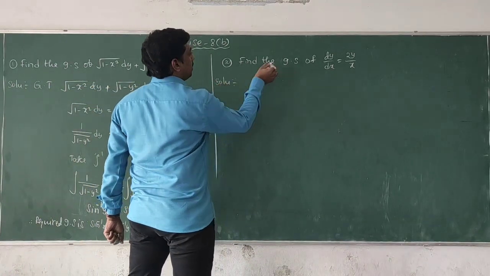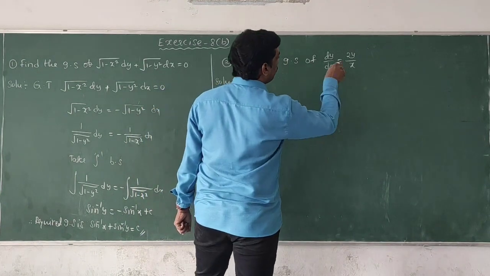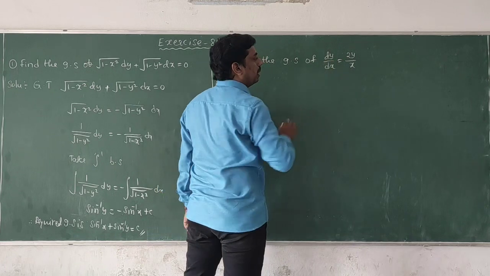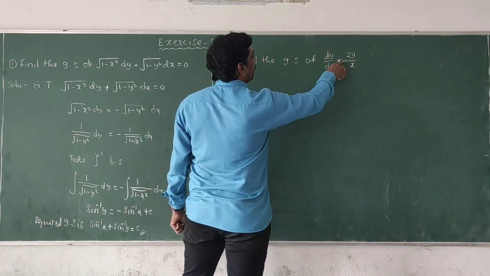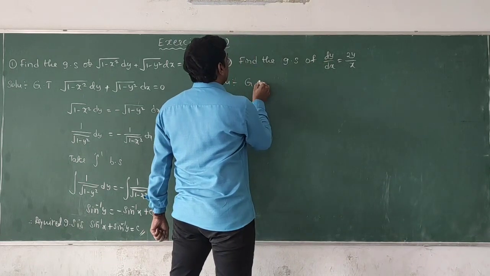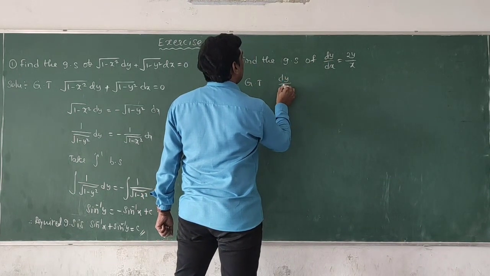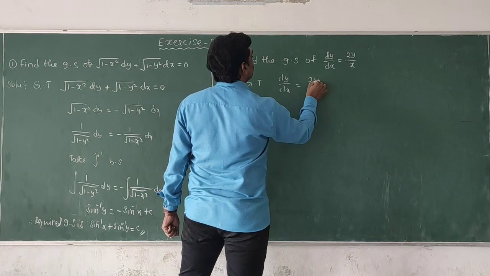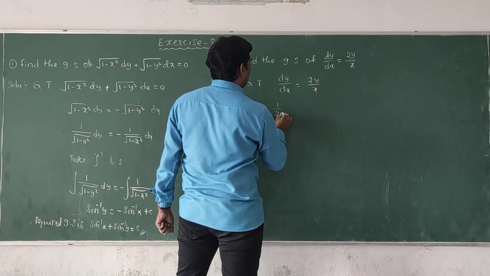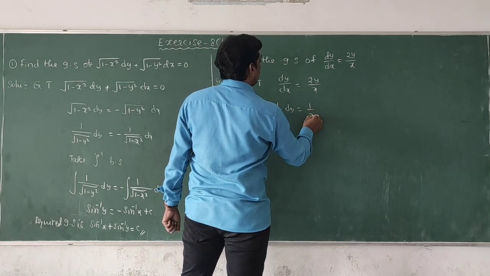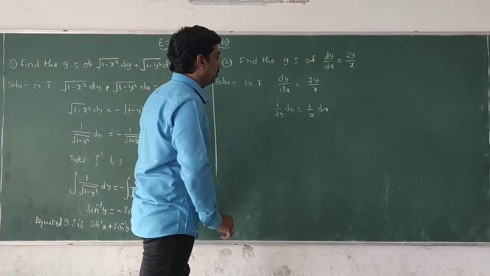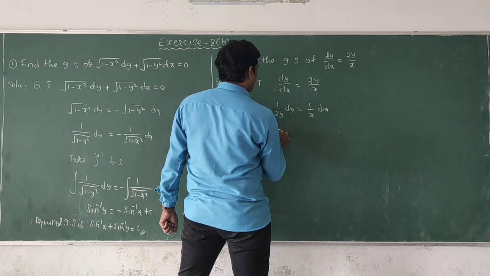Second question. Find the general solution of dy by dx equals 2y by x. To get the solution, just cross multiply. The 2y is taken to the opposite side, and the x as well. So 1 by 2y dy equals 1 by x dx. Now take integration on both sides.